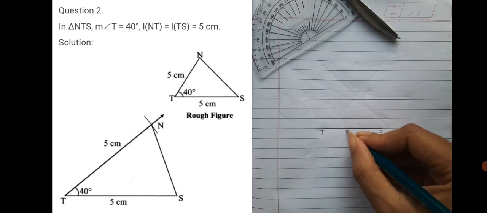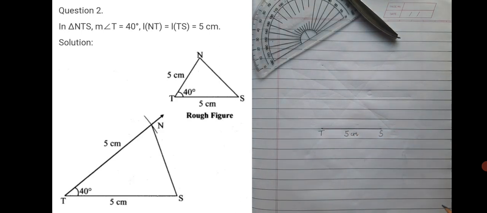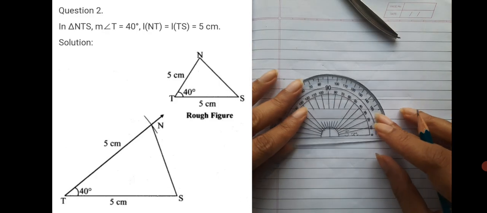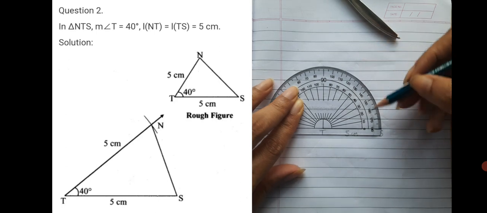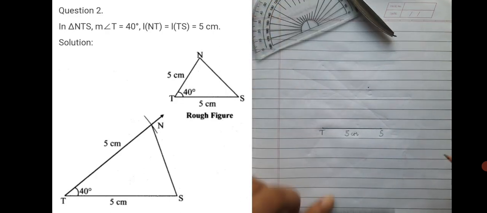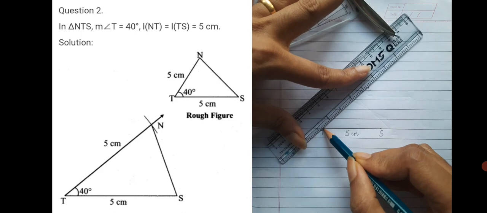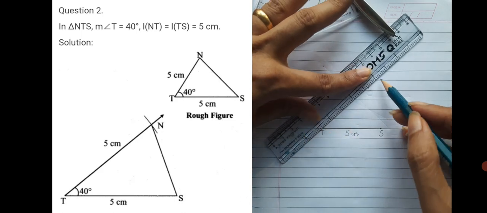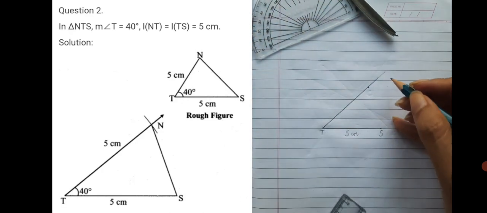Next, we shall take the protractor to construct an angle of 40 degrees. As you see in the rough figure, the measurements we have marked already. You are also supposed to draw a rough figure before constructing the triangles. So 40 degrees, an acute angle. Mark it on the proper side of the protractor. Then join it accordingly to the point T and mark your ray with an arrow on top.